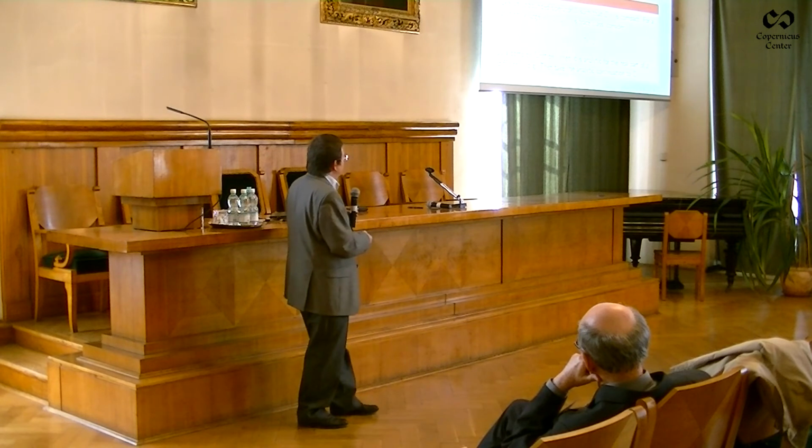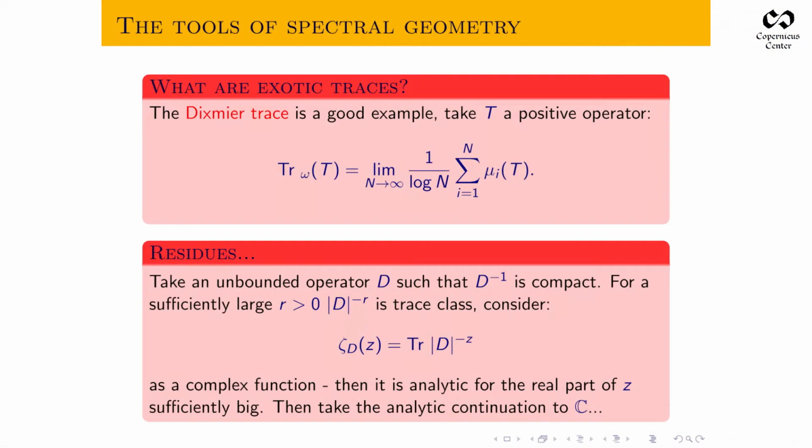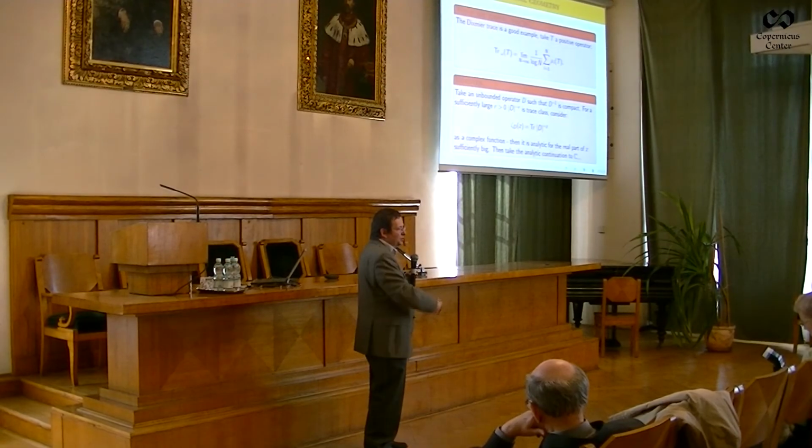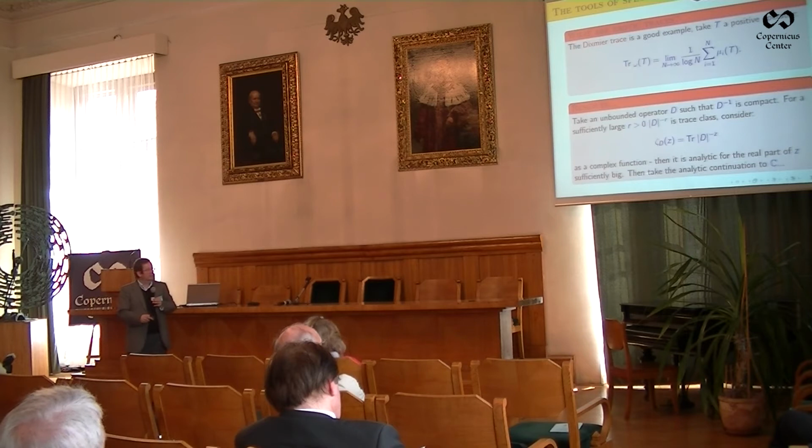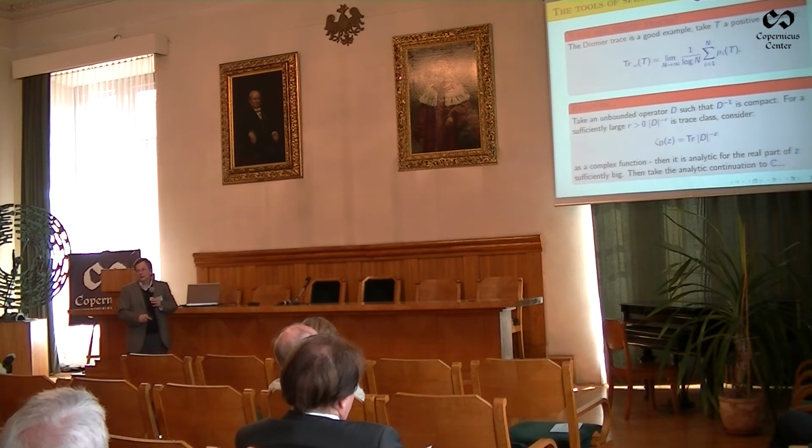And then you can consider the so-called zeta function related to these operators. The zeta function of D at z is just the trace of the absolute value of D to the minus z, where z is a complex number with real part bigger than r. By some general theorems, this will be an analytic function on a large part of the complex plane, and then you can extend it to the entire complex plane. There will be some poles, and at these poles there might be some residues, and you might think about computing the values of the residues at those points.